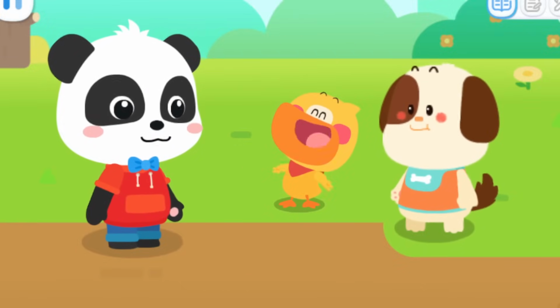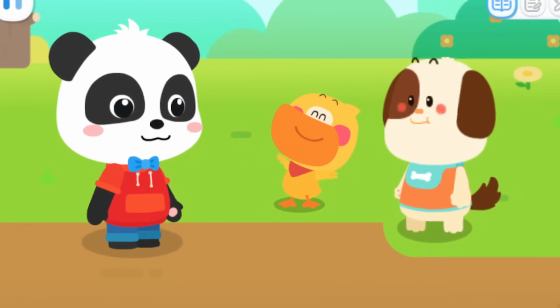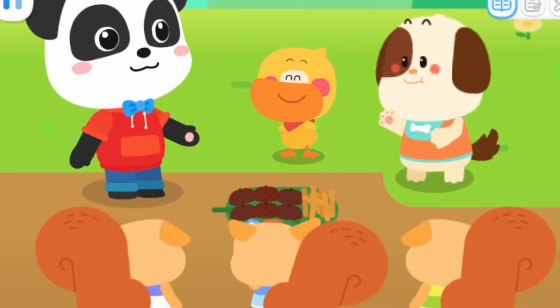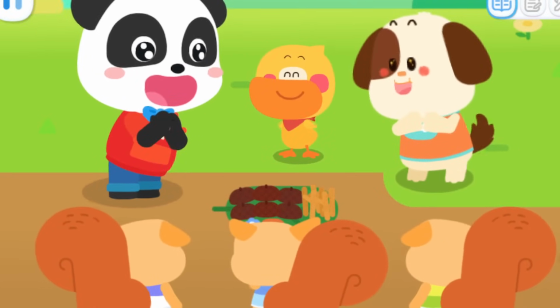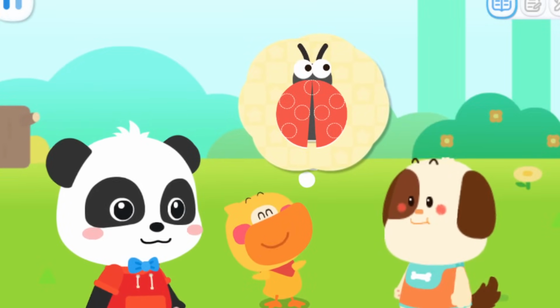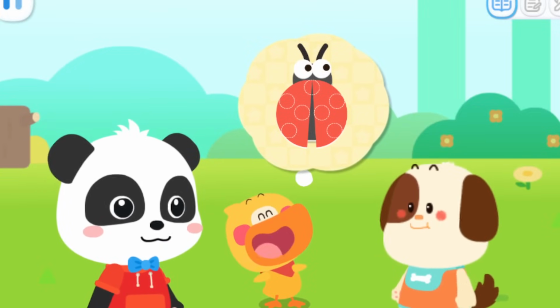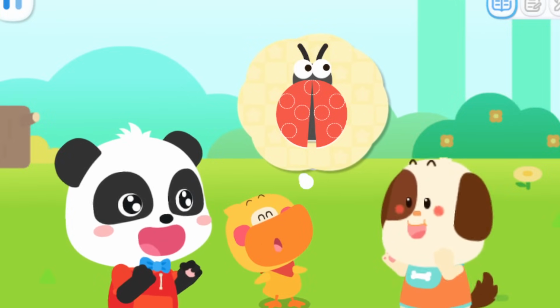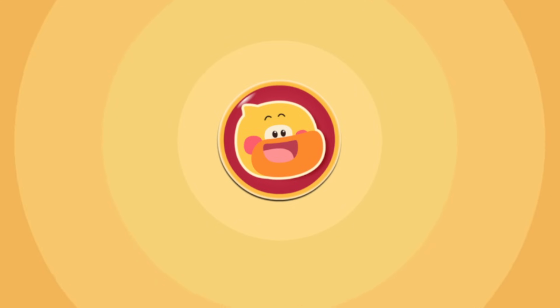Yay! Each squirrel got an equal share of 3 acorns. Thank you. Take these acorn cups and small twigs as a gift. Quack! These materials are perfect for making spots and legs on the ladybug. We can go back and continue making the ladybug.